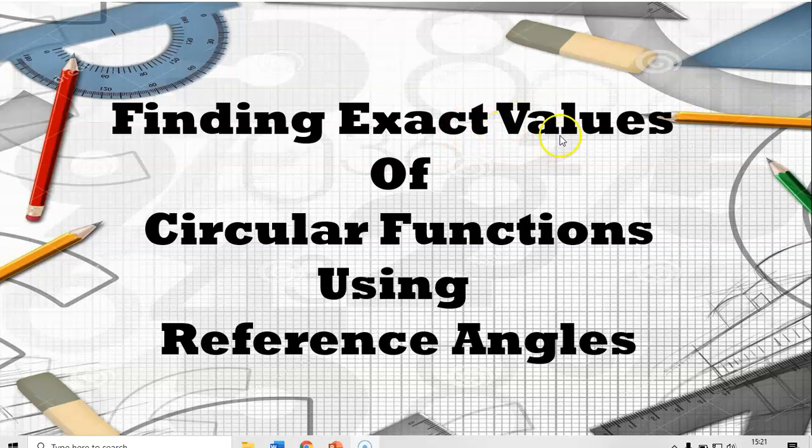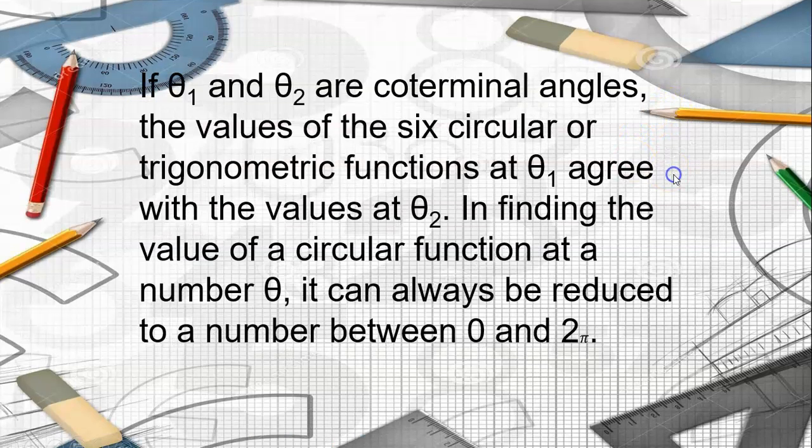Hello guys. So let us now continue our discussion on circular functions. Today I'm going to discuss finding exact values of circular functions using, of course, reference angles. Now, if theta 1 and theta 2 are coterminal angles, the values of the six circular or trigonometric functions at theta 1 agree with the values at theta 2.